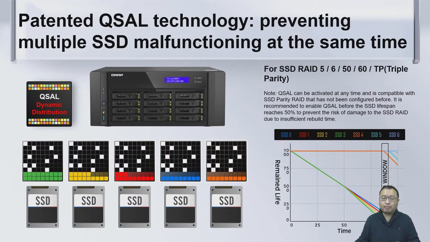There are also many more from QTS, such as over-provisioning and write coalescing. All these can help provide better performance when you use SSDs on the QNAP NAS.